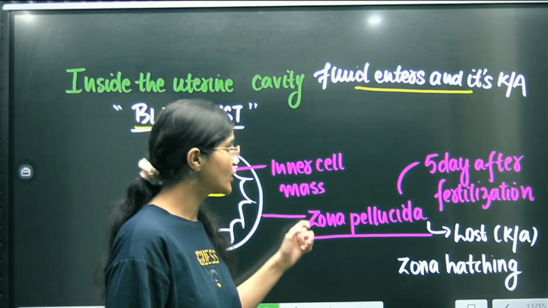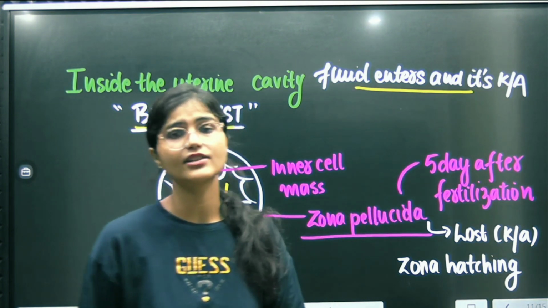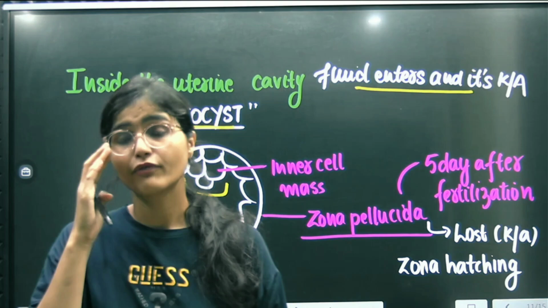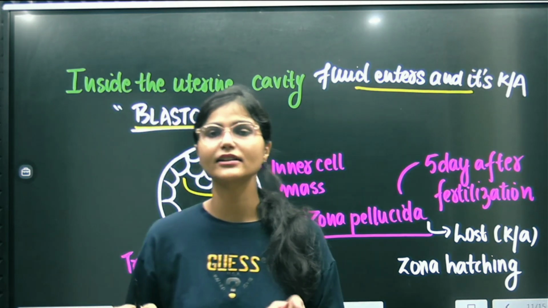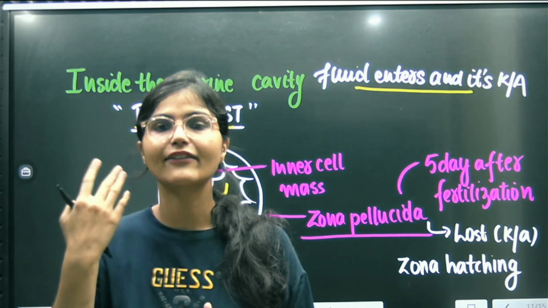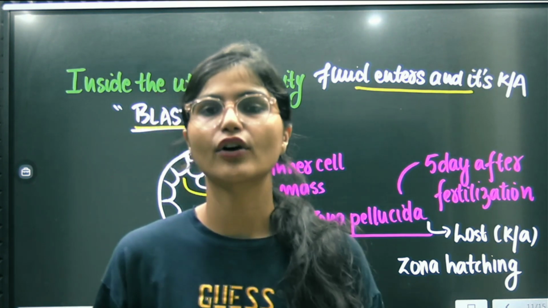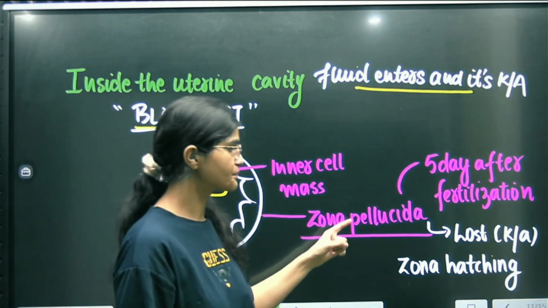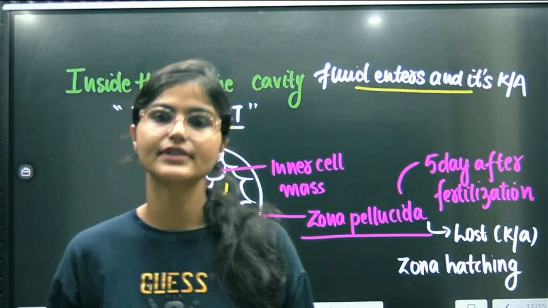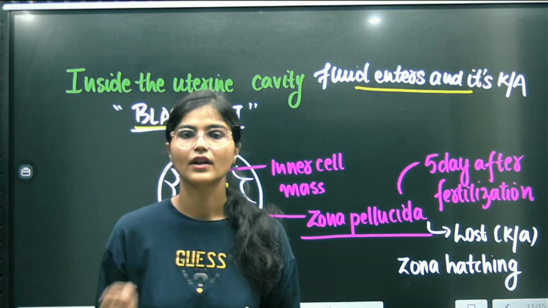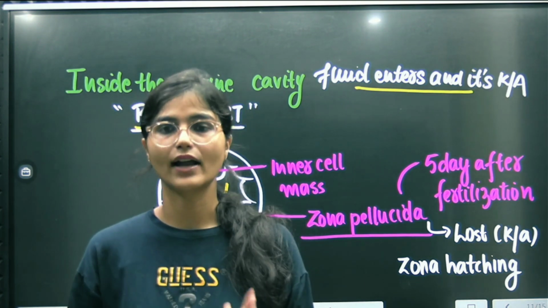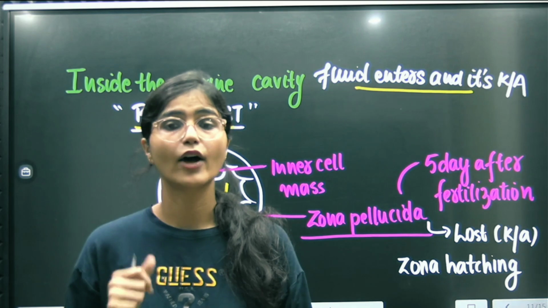उसके बाद zona pellucida 5 days after the fertilization it gets lost, which is called as zona hatching. ठीक है. First of all, what happens is पहले 3 दिन तक the products of conception will remain in the fallopian tube. Day 4 में uterine cavity में enter करते हैं and day 5 पे क्या होता है, this zona pellucida is lost 5 days after the fertilization and this process is called as zona hatching. जिस process में zona pellucida is lost, that process is called as zona hatching. Right? I hope it is clear.